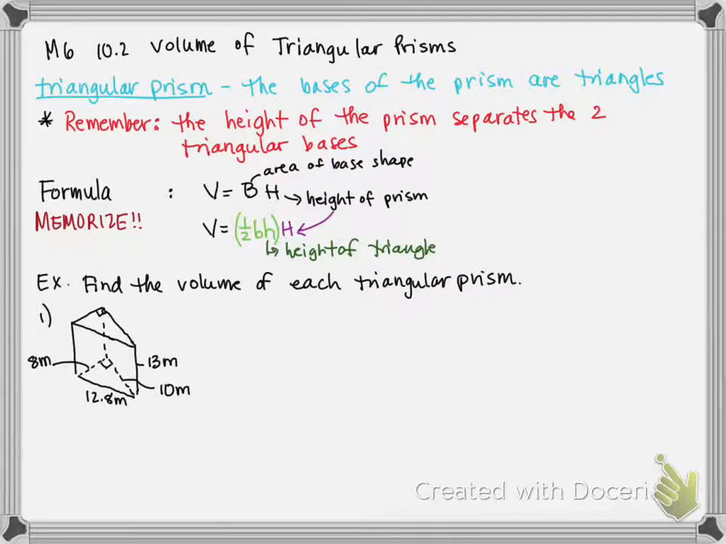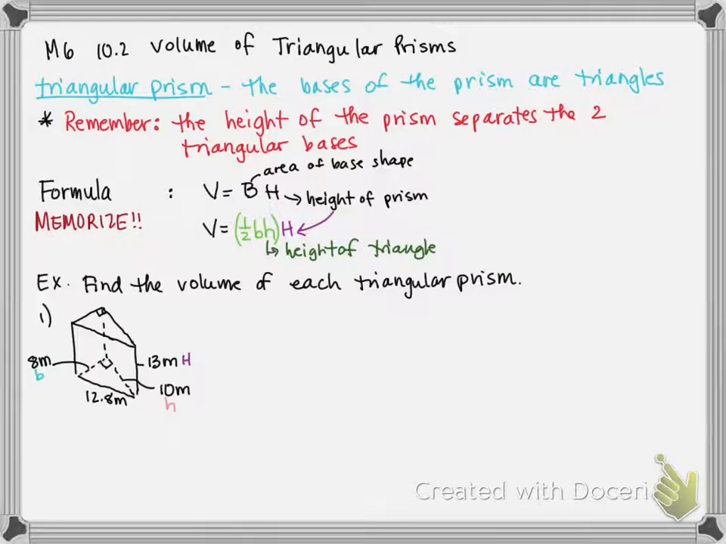So let's go ahead and get our little pieces out. We're going to label them. So let's do the base of the triangle. Let's make that little b the 8. Let's make the height of the triangle, that little h, the 10. And then the height of the triangular prism is the 13.